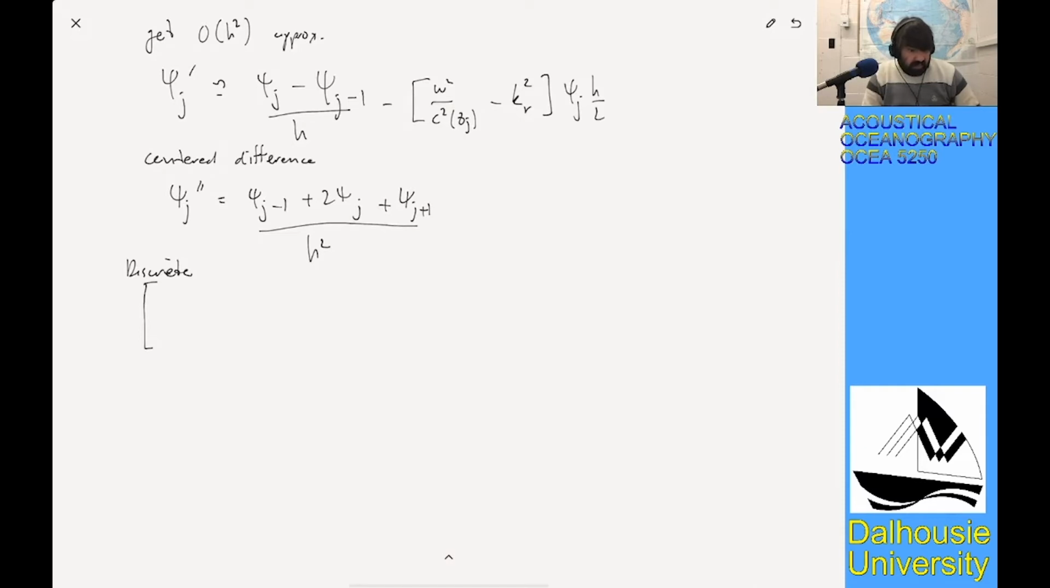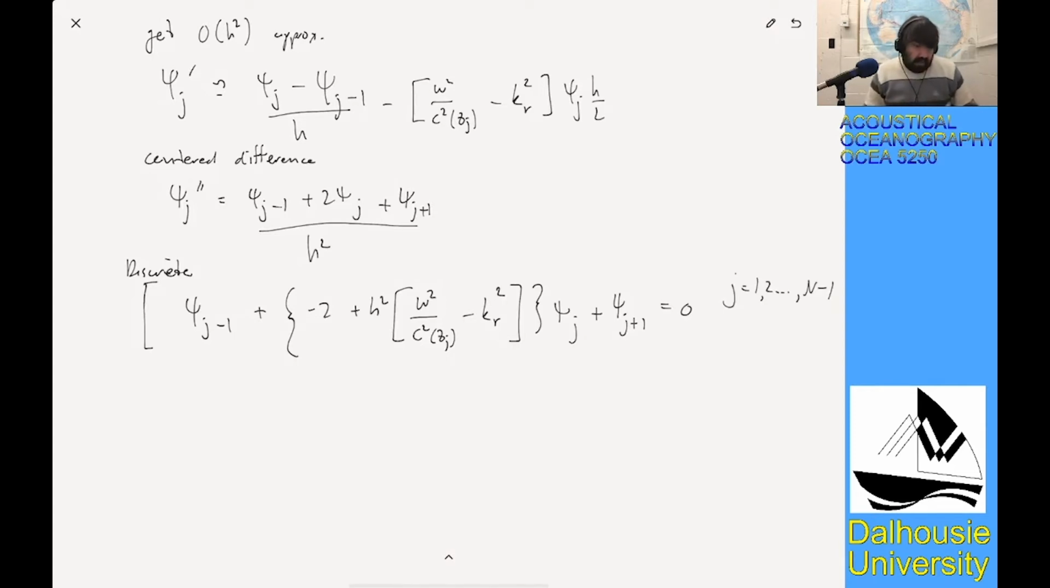So we can just simply sub those things in. We have psi j minus 1 plus minus 2 plus h squared times omega squared over c squared at z j minus kr squared, times psi j, plus psi j plus 1 equals 0. Now j is equal to 1, 2, dot, dot, dot, we have n layers minus 1.